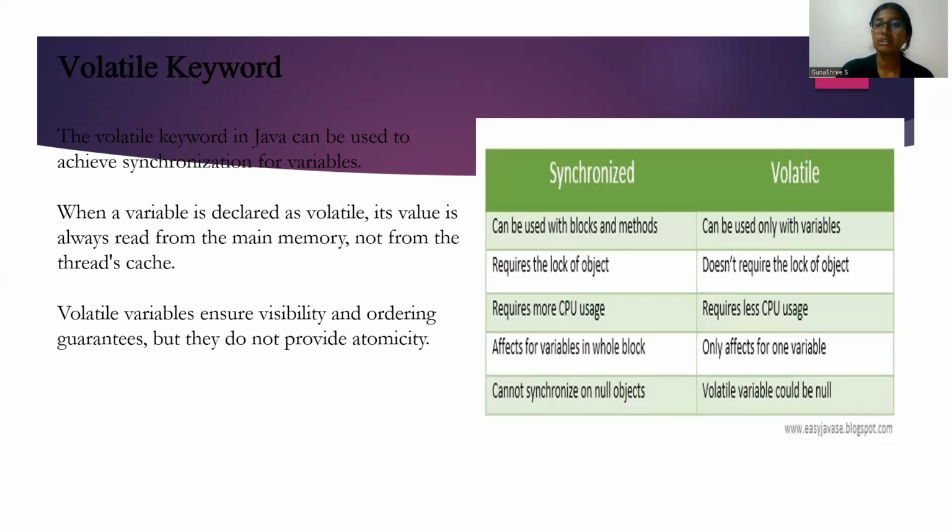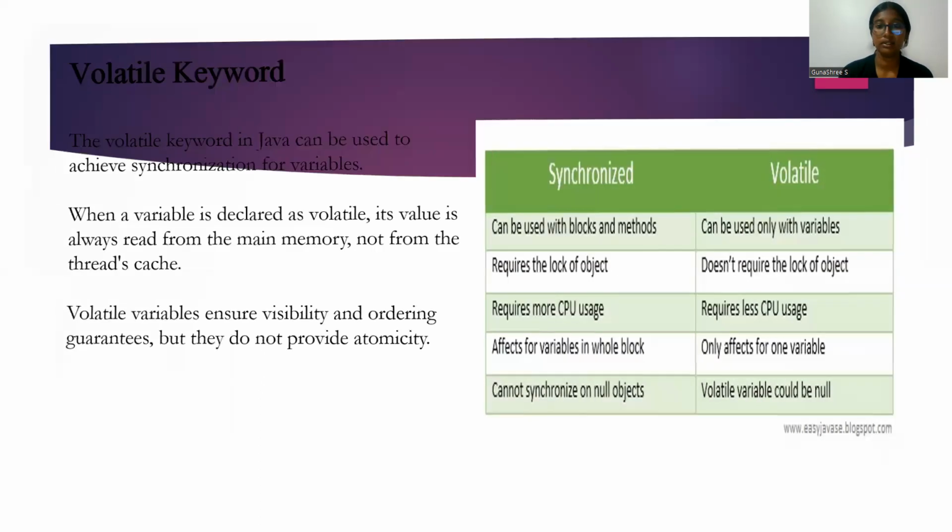What is the difference between the synchronized and volatile keywords? Synchronized can be used only within a block or method. Volatile can be used only with variables. Synchronized requires a lock on objects, whereas volatile doesn't require a lock. Synchronized requires more CPU usage. Volatile does not. Synchronized affects variables in the whole block. Volatile affects only one variable. Synchronized cannot synchronize on null objects, but a volatile variable could be null.